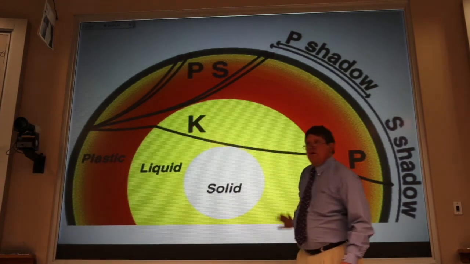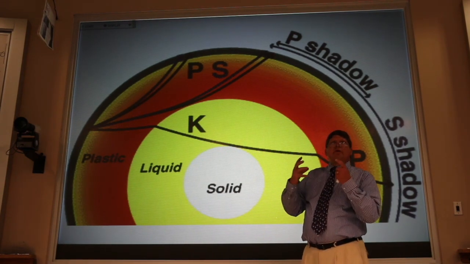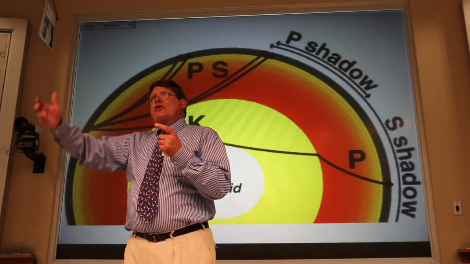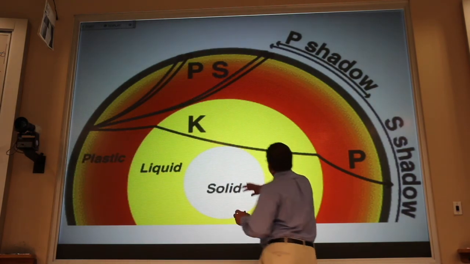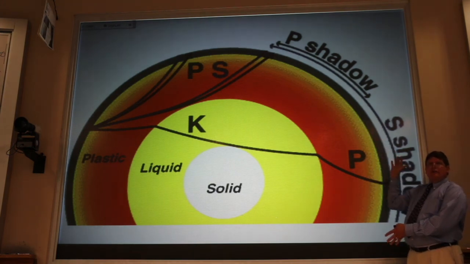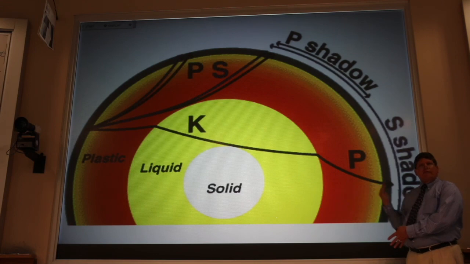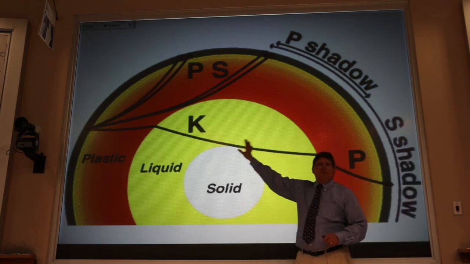seismographs around the world whenever we have a major earthquake. And remember, a transverse wave cannot go through a fluid, a liquid or a gas. And so what they see is that there's a shadow on the other side of the Earth where they get the longitudinal part of the earthquake, but not the transverse part of the earthquake. And that's what leads them to believe that there must be some portion of the center of the Earth that is liquid.